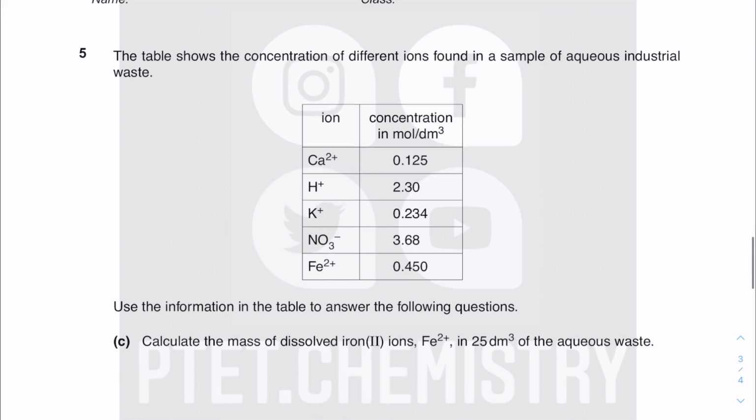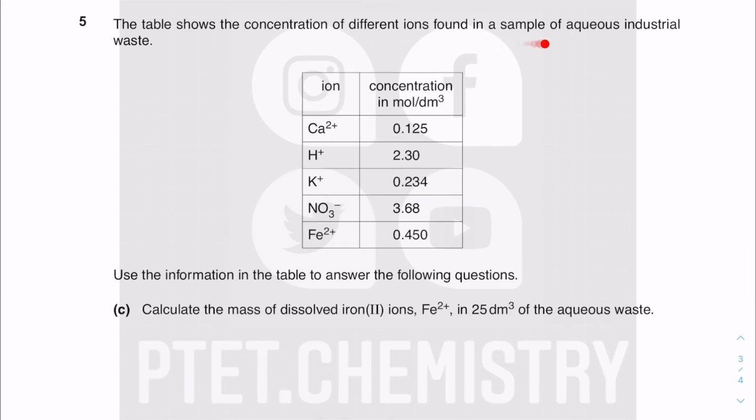Now this table shows the concentration of different ions found in a sample of aqueous industrial waste. These are concentrations in mole per dm cubed. How many moles of the ions are in 1 dm cubed of the water or the solution. Use the information in the table.